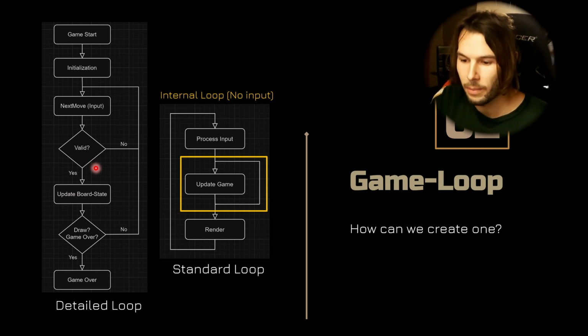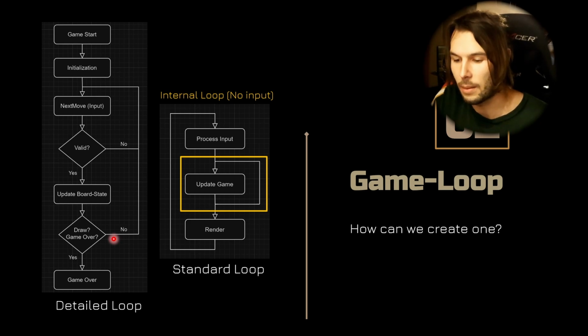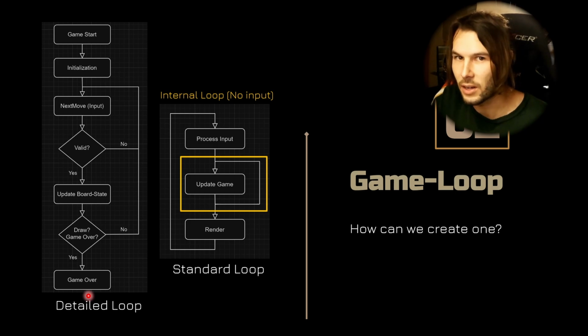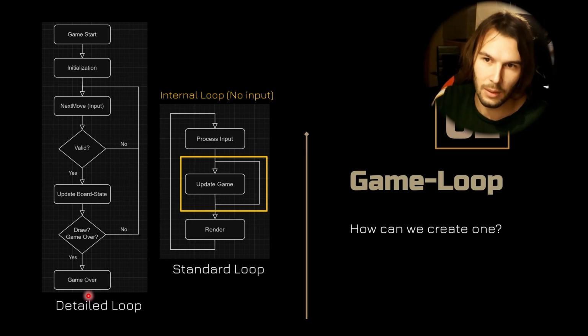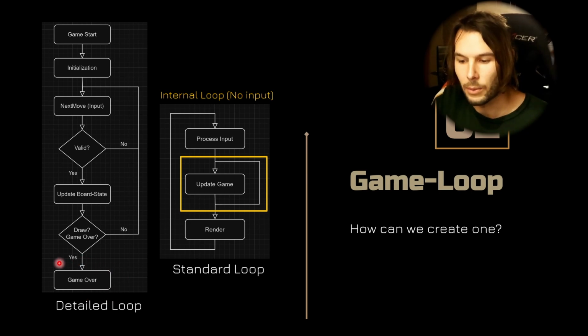If he does so, we will update the board state. So we will request Stockfish to give us the new board state and then check whether we have a draw or a game over. So if a draw is able to be offered or if we are currently in checkmate. And if this is the case, we simply end the game. You might always have something like an end initialization, so some variables which get unset or something like this, but you will always have something like a game over state.